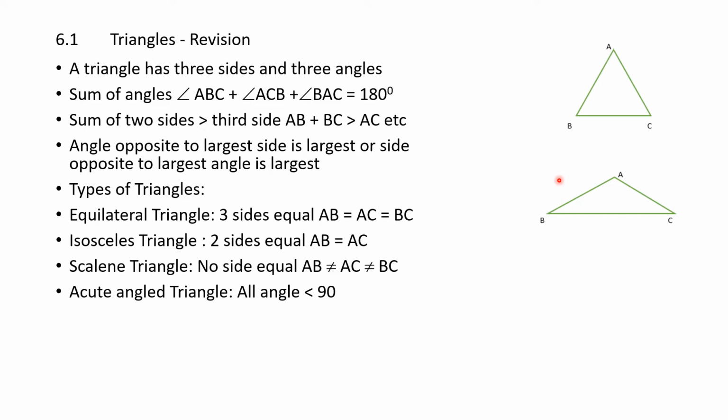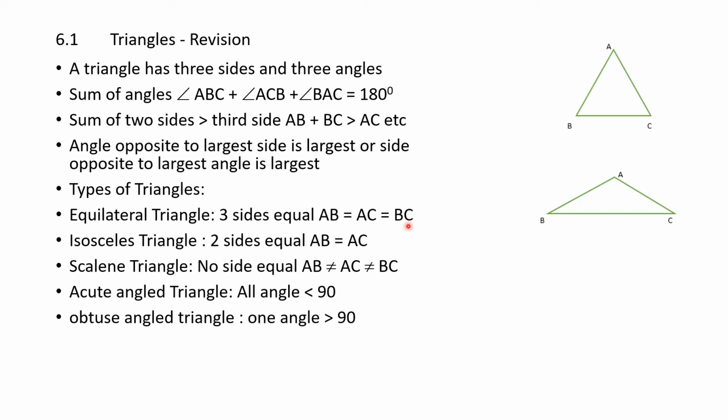Then acute angle triangle. In an acute angle triangle, all the internal angles are less than 90. So, it can be 60, another can be 45 and another can be 30, 35, 65, 55 like this. The 3 angles can be different and all should be less than 90 degrees.